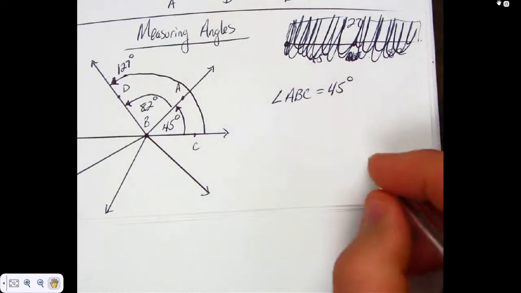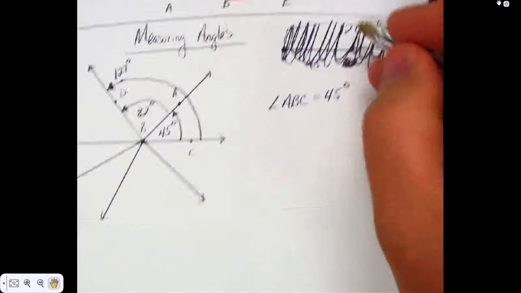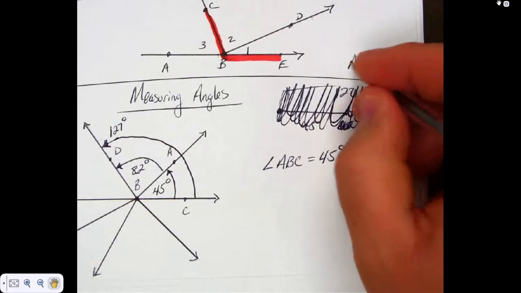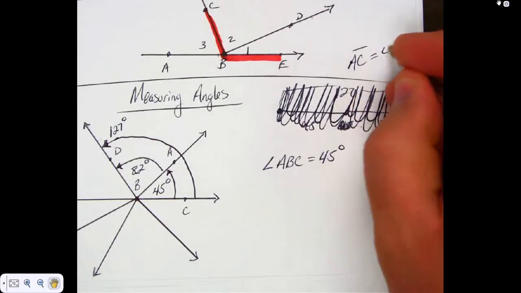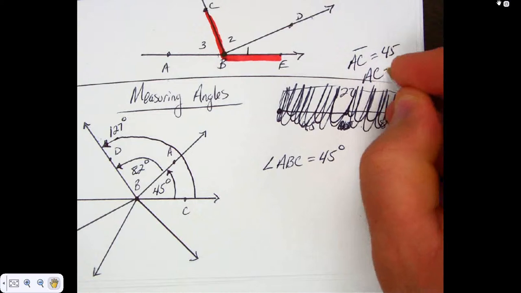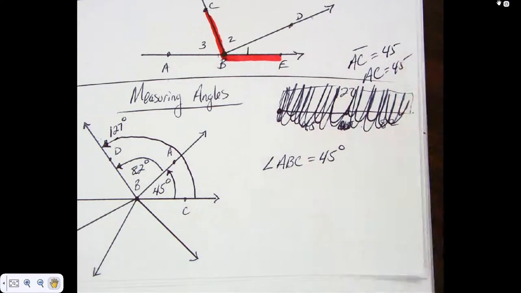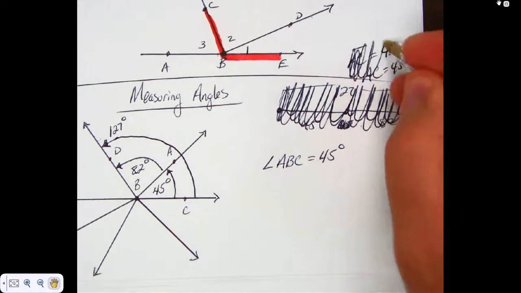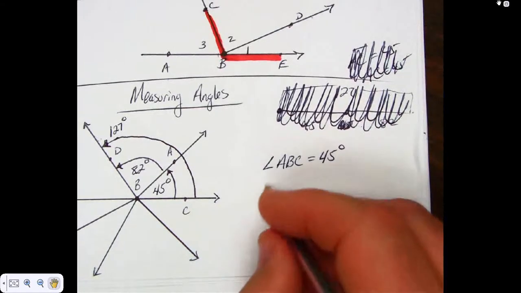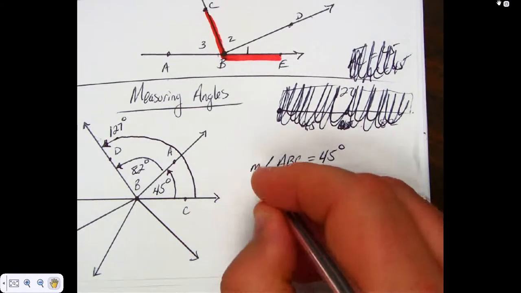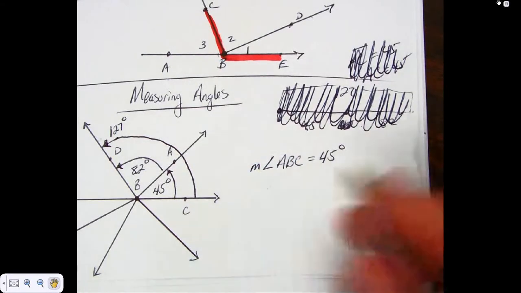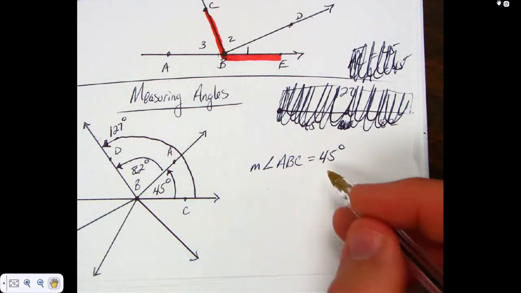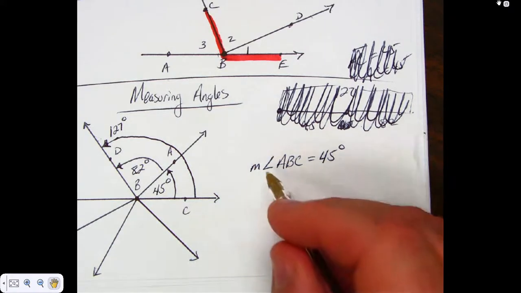Remember when we were doing segments, don't write this down, but remember when I said, I wouldn't say AC is 45. I said what? The distance from A to C is what? I wrote it like that. That means distance, right? Well, guess what? Instead of distance here, I'm going to put a little m in front of that to mean what? Measure. The measure of angle ABC is 45 degrees. That's how you write measure. You always put an m in front of it.